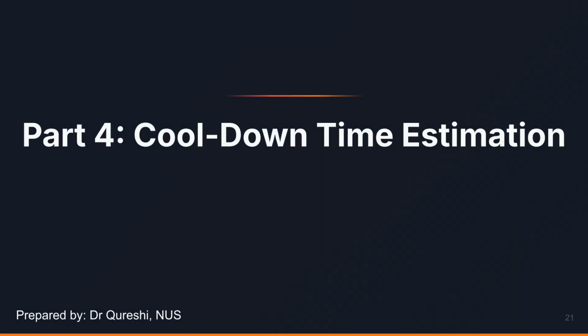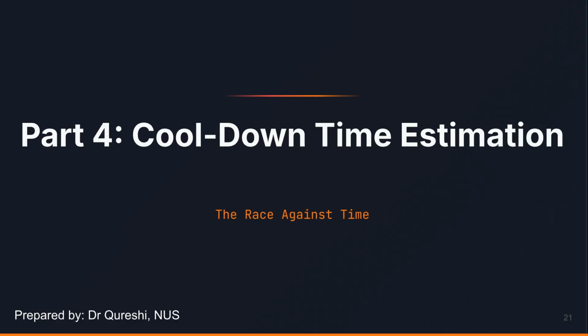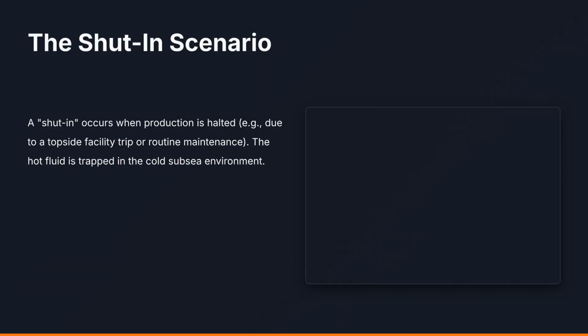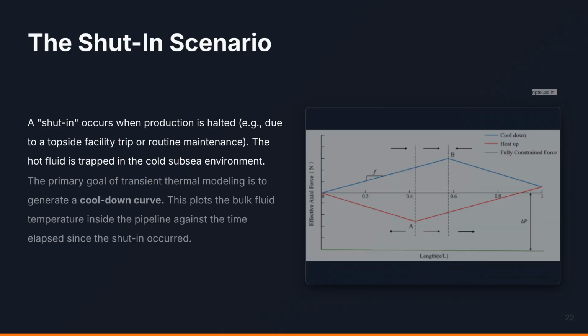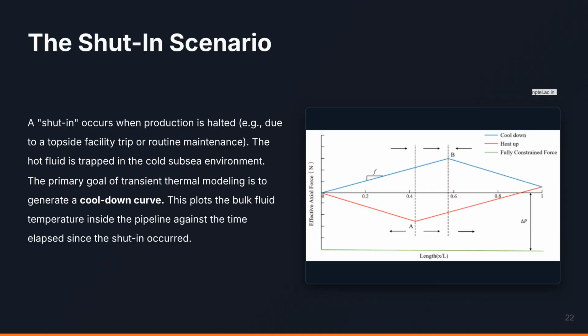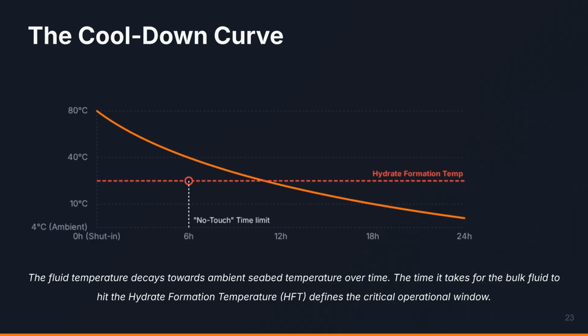Moving to Part 4, we will discuss cool-down time estimation, a crucial race against time for subsea operators. A shut-in occurs when production stops. The main objective of transient thermal modeling here is to generate a cool-down curve, showing the bulk fluid temperature drop over time since the shut-in. As shown in this cool-down curve, the fluid temperature decays toward ambient seabed levels.